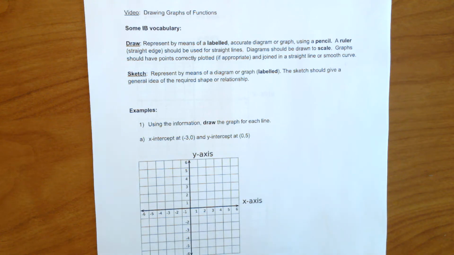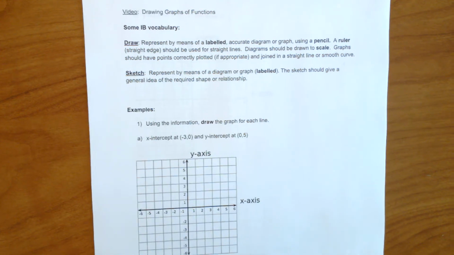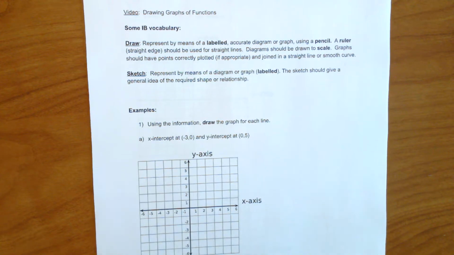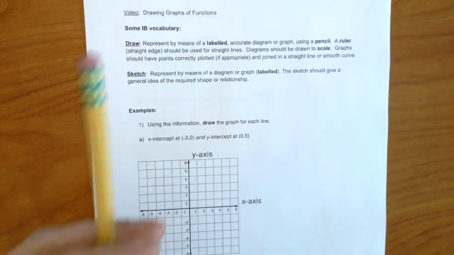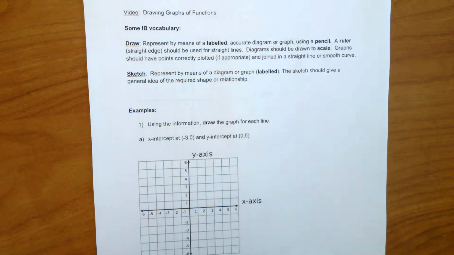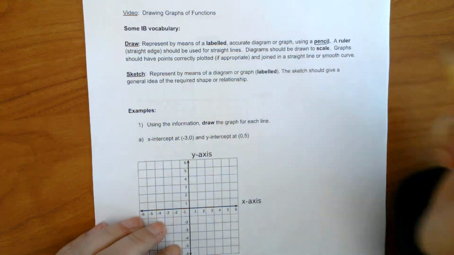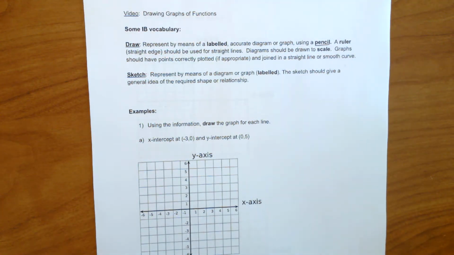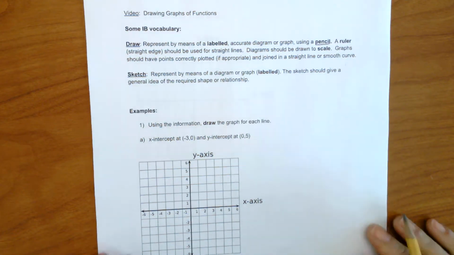1. Using the information, draw the graph for each line. So by means of draw, we are going to be getting out our pencil because it says that we need to be using a pencil. And this is specific for the IB exam. When we draw, we have to make sure everything is labeled.